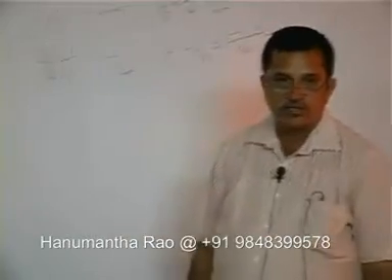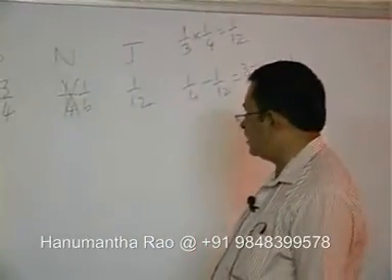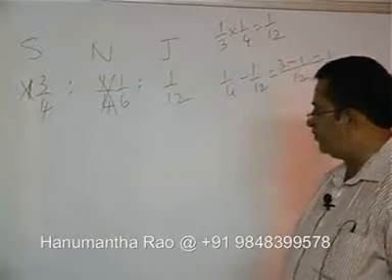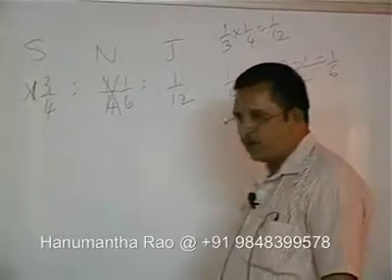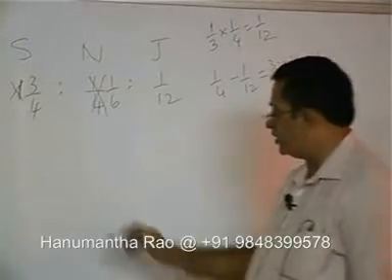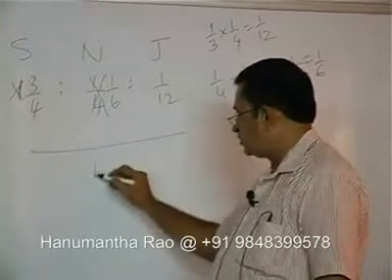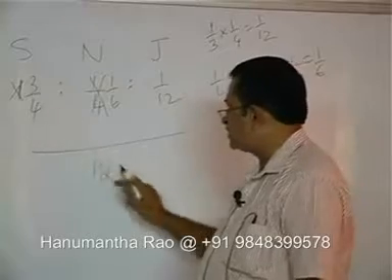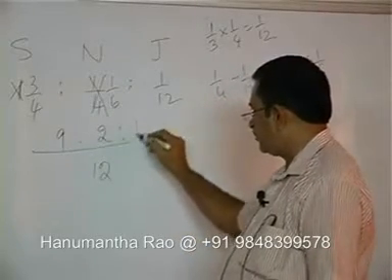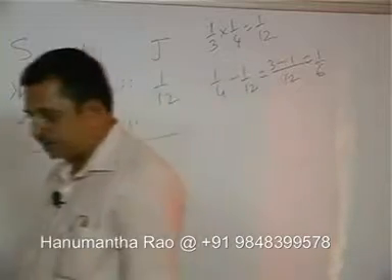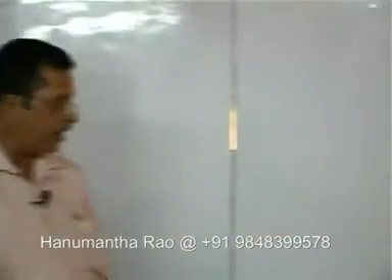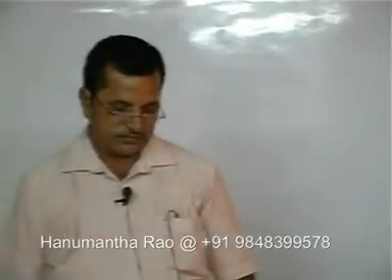So Subodh, Naresh and Jayant have money in the ratio of 3/4 is to 1/6 is to 1/12. LCM is how much? 12. 3/4 becomes 9, 1/6 becomes 2, and 1/12 becomes 1. So they have the money in the ratio of 9 is to 2 is to 1.